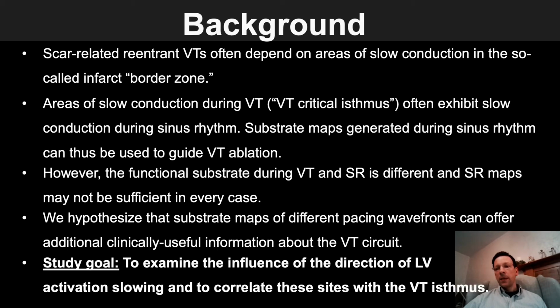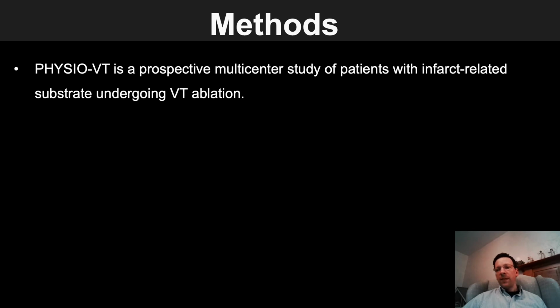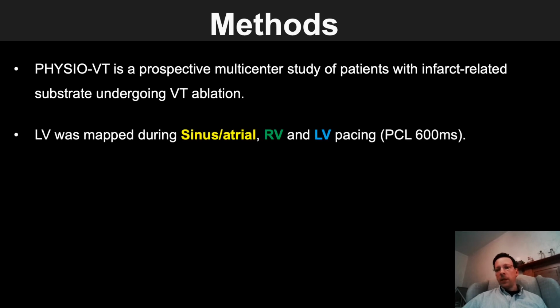So the specific study goal here was to examine the influence of the direction of LV activation on slowing and to correlate these sites with the VT isthmus. We used data from Physio-VT, a prospective multi-center study of patients with infarct-related cardiomyopathy who underwent a VT ablation. All of these patients underwent LV activation mapping during atrial pacing or sinus rhythm, RV pacing, and LV pacing.